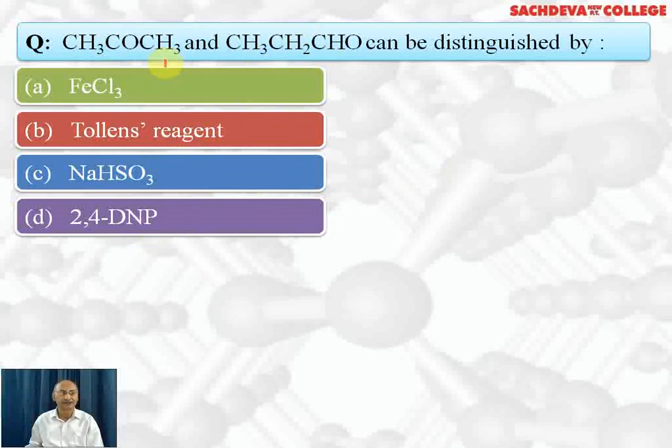Acetone does not react. Tollens reagent is a mild oxidizing agent and aldehydes are strong reducing agents. That's why the reaction takes place. But ketones are weak reducing agents. They do not react with a mild oxidizing agent like Tollens reagent. Here the correct answer is B part.